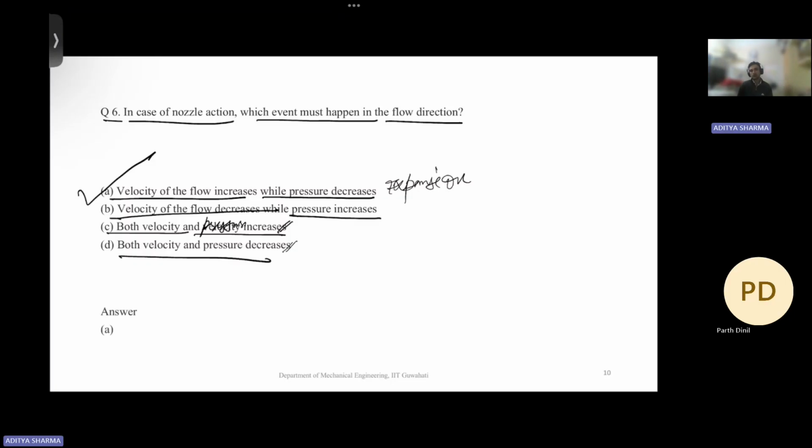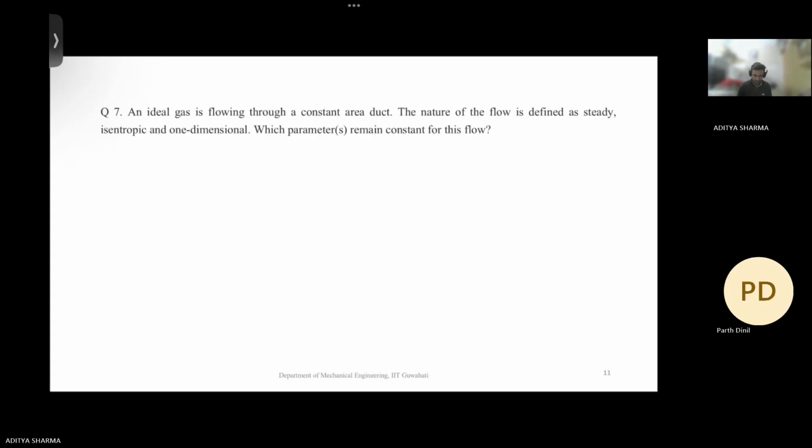Then moving on to the next question. Please read this question and try to answer.